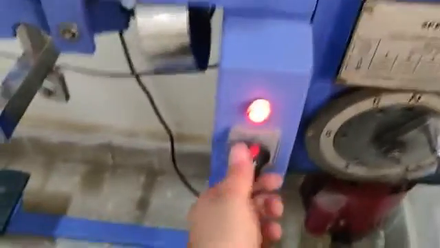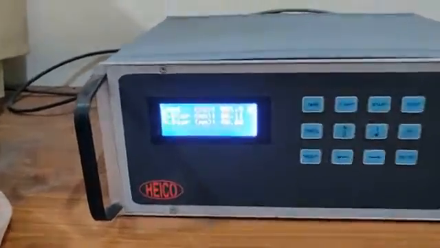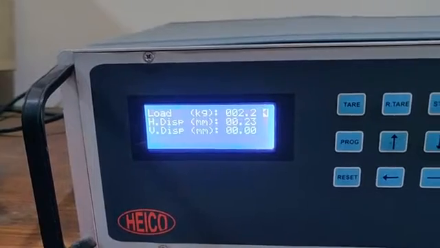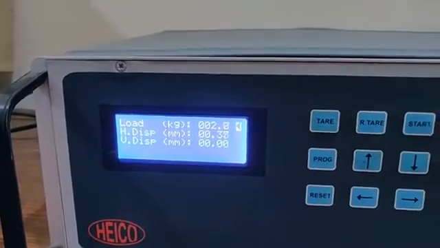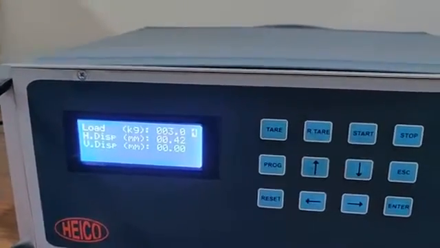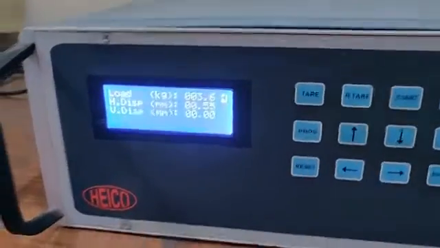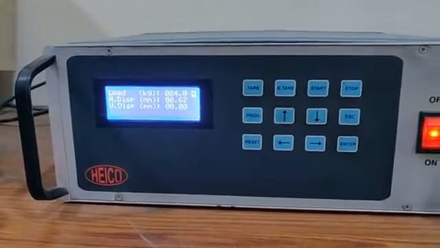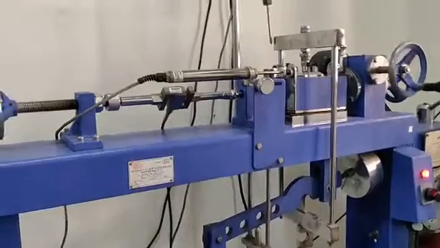So we will switch on this, and as you can see, the readings of this are changing. Load is applying and deformation is also there. So we will note down the maximum displacement and the maximum load which is applied to this sample. That will be our shear stress. When we divide the load by the area, that will be our shear stress. So it is increasing. As you can see, the load is applying on this.